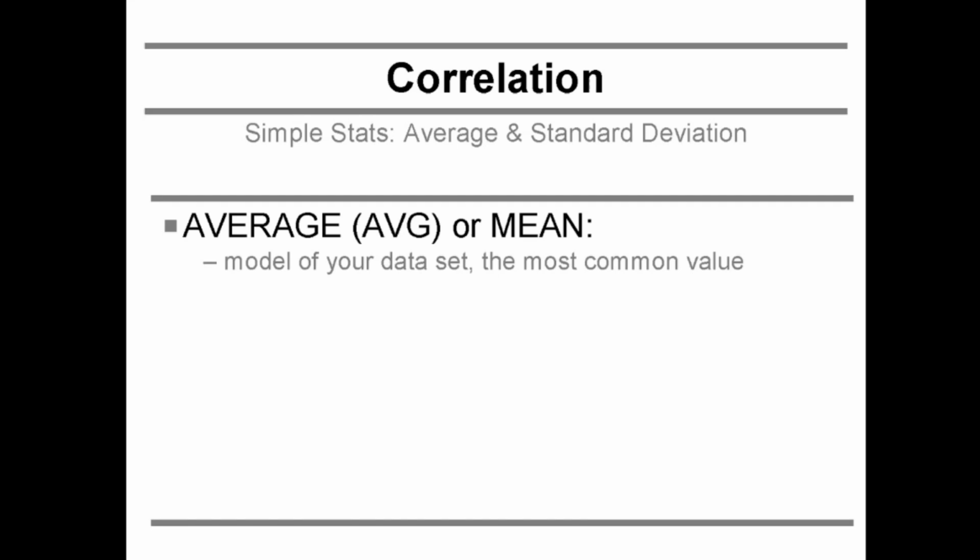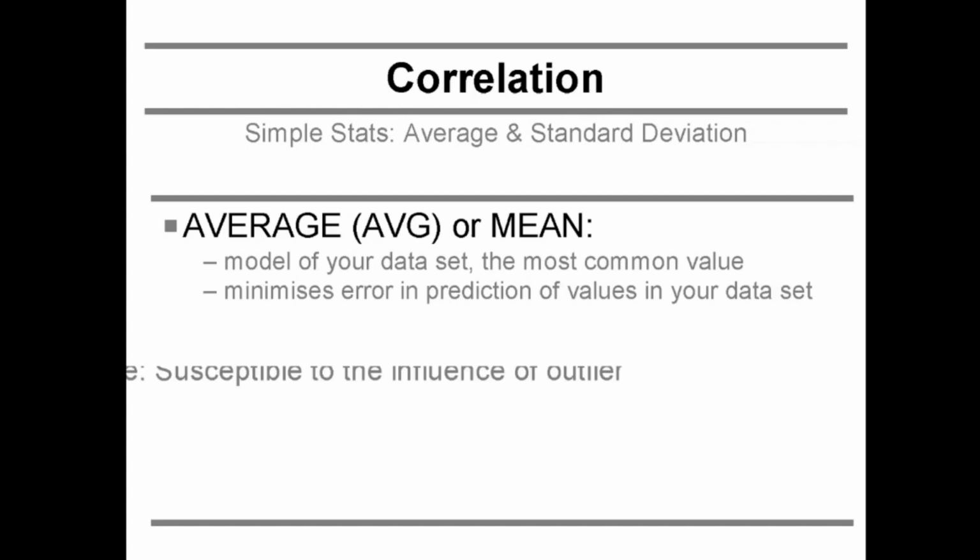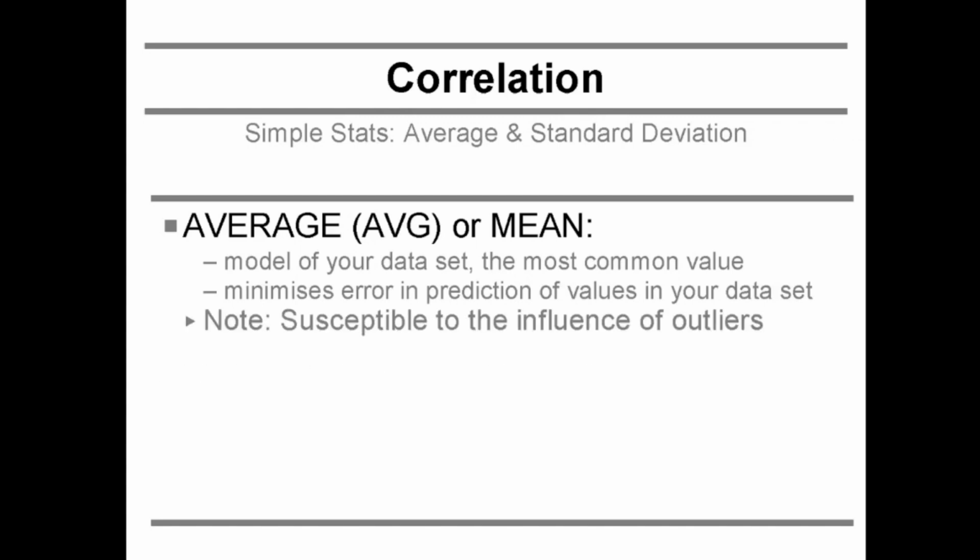So the average is basically a model of your data set. It approaches the most common value. Remember when we talked about accuracy, we're approaching the most common value, or the accurate value. That's what the average tells us, right? It also has a way of minimizing error when we try to predict certain values, because it all concentrates on the most likely culprit that it could land on. The average works fairly well. It actually works incredibly well, unless you have outliers.